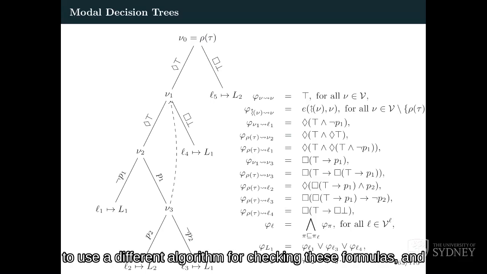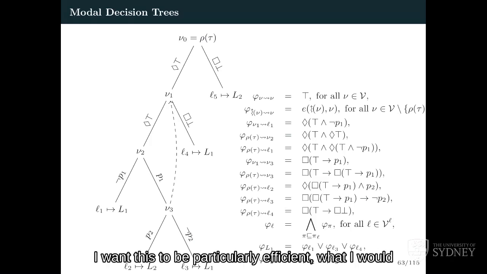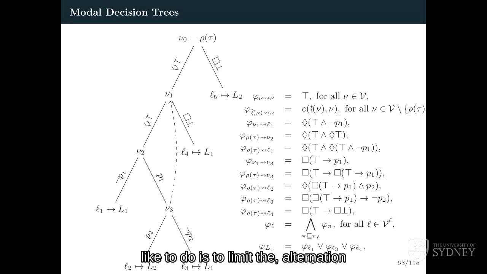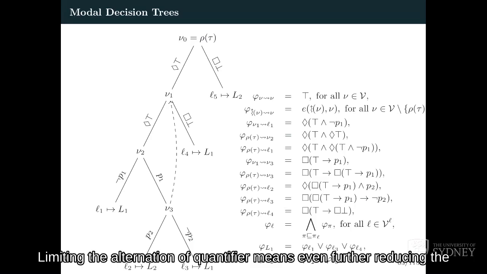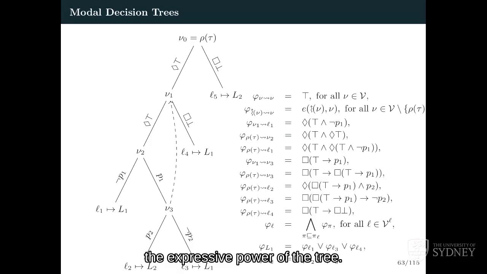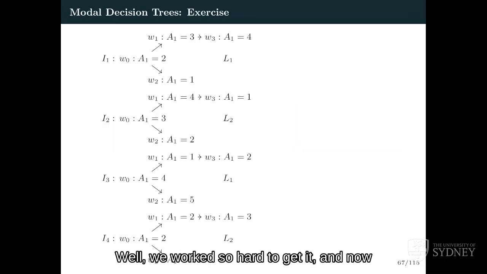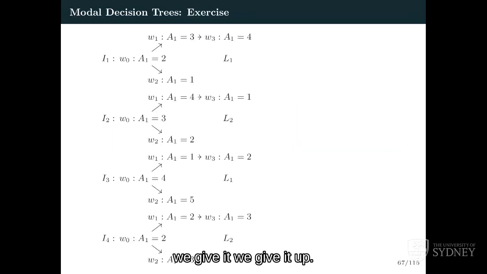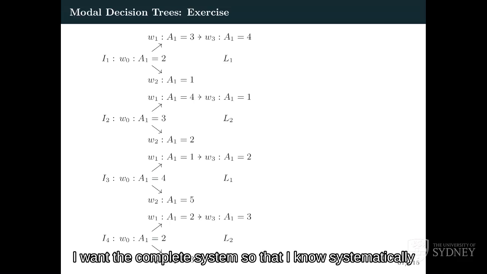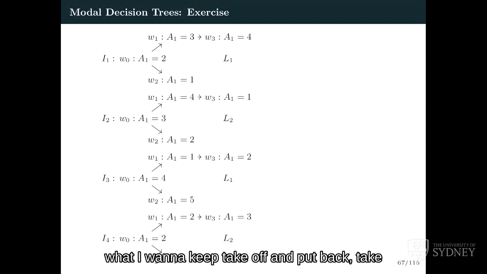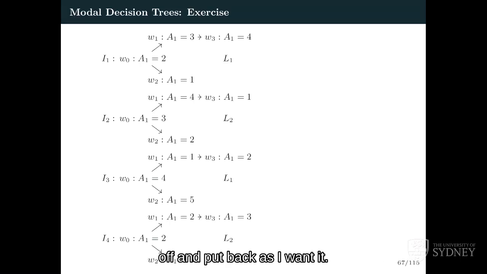Which means that if I want to use a different algorithm for checking these formulas, and I want this to be particularly efficient, what I would like to do is to limit the alternation of quantifiers. Limiting the alternation of quantifiers means even further reducing the expressive power of the tree, but this is what today is about. So reducing the expressive power, well, we worked so hard to get it, and now we're giving it up. Why? Well, I said it before, and I'm going to say it again. I want the complete system so that I know systematically what I want to take off and put back, as I want it.